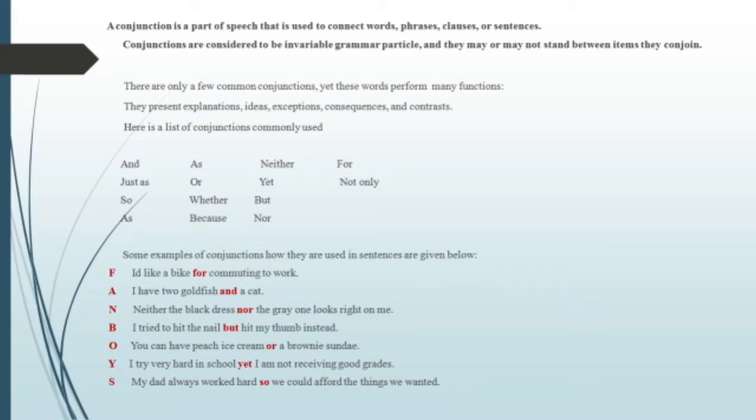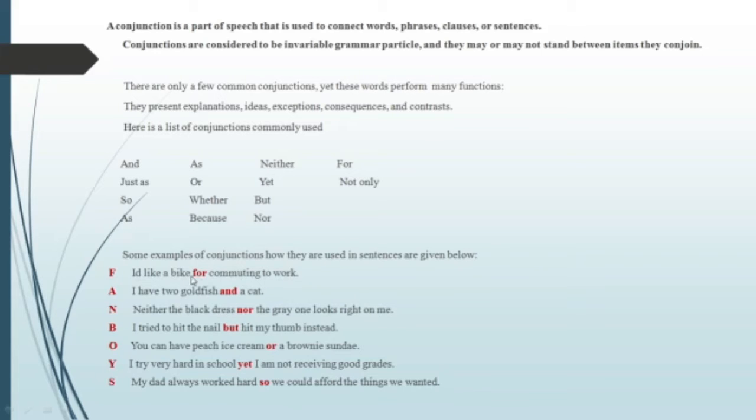So here we see the commonly occurring words which are used for joining: and, as, neither, for, just as, or, yet, not only, so, whether, but, as, because, nor. Okay, and remember that the moment conjunctions are said, remember this shortcut form of words called FANBOYS. These are the commonly used conjunctions which do the function of joining. F stands for, A for and, N for nor, B for but, O for or, Y for yet, and S for so.